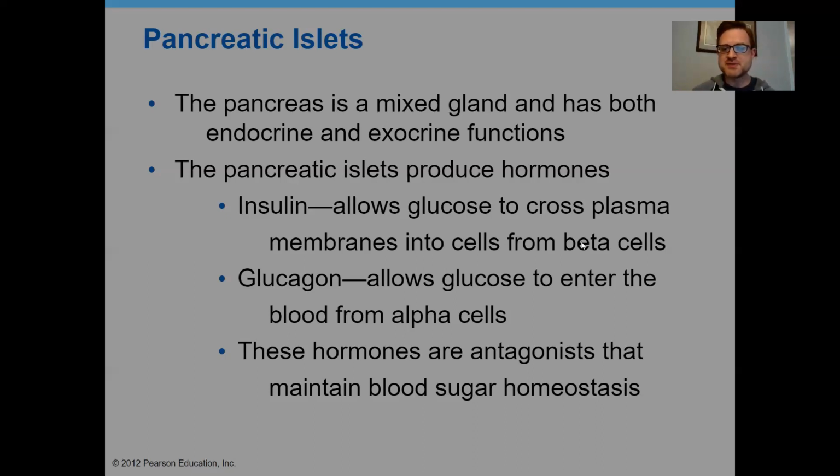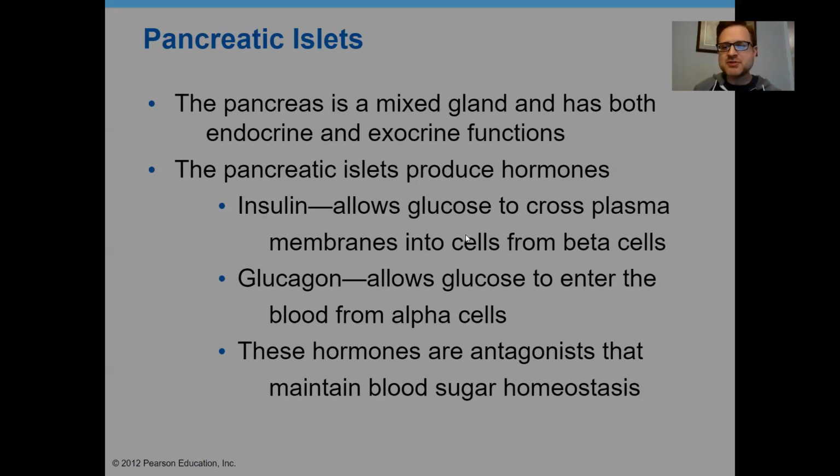Insulin's formed by these cells called beta cells. Glucagon's formed by these cells called alpha cells. That's not the most important thing that you'll ever need to learn, but they are antagonistic hormones and help balance your blood sugar, right? Insulin lowers your blood sugar. Glucagon raises your blood sugar. And this is an important distinction.